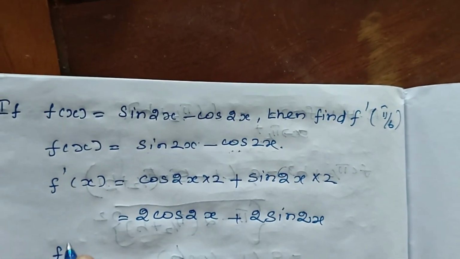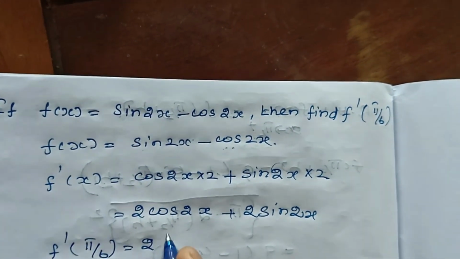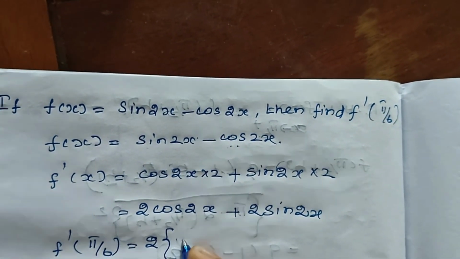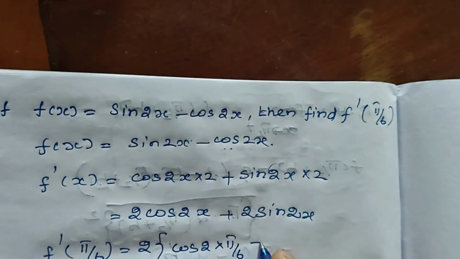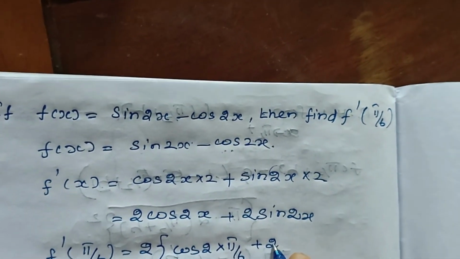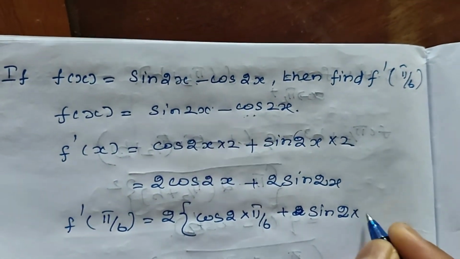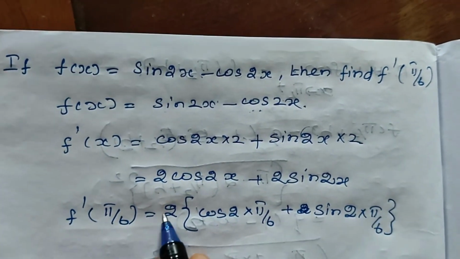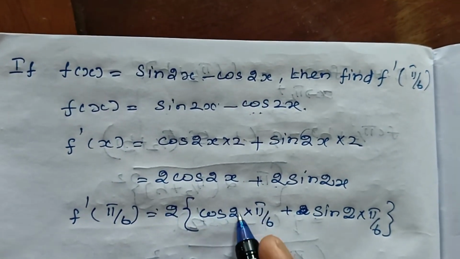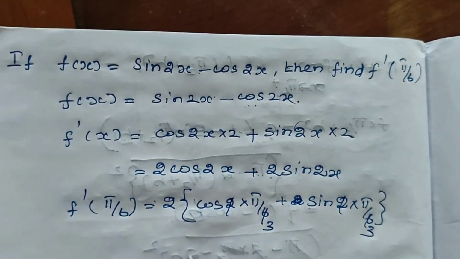Next you have to find f dash of pi by 6. Here 2 is common, so I take it outside: cos 2 into pi by 6 plus sin 2 into pi by 6. I take 2 outside. So cos 2 into pi by 6 is pi by 3, and this one is pi by 3.